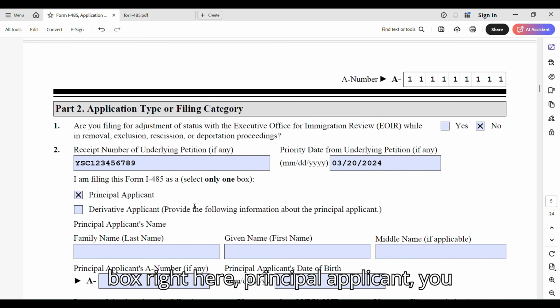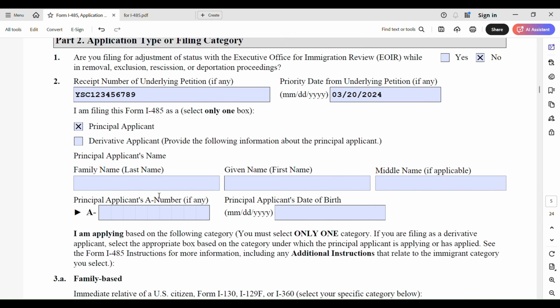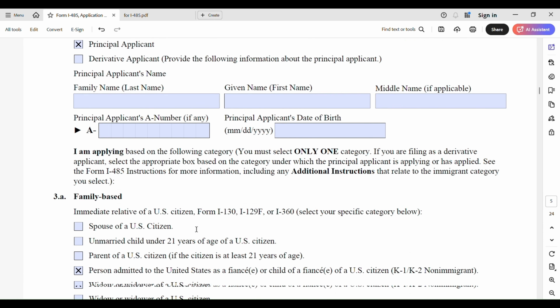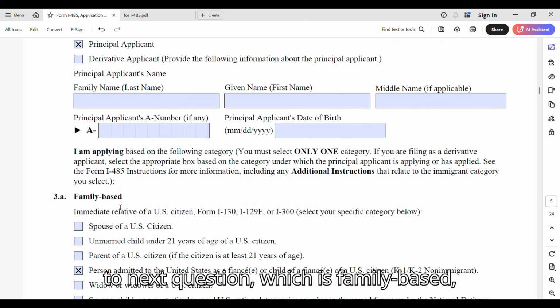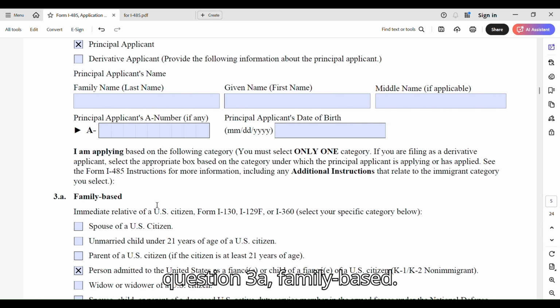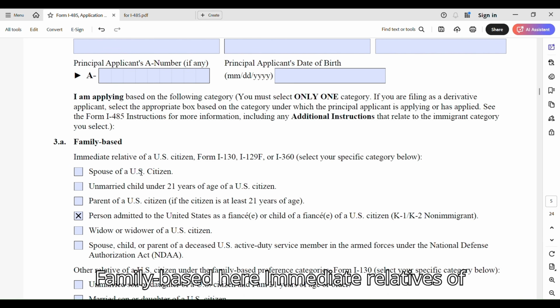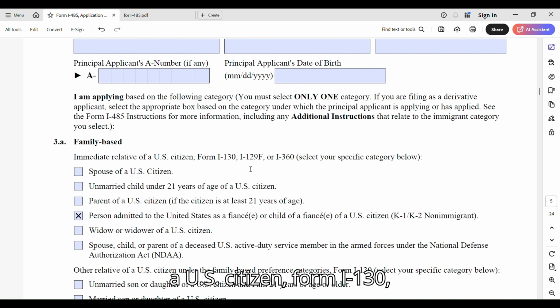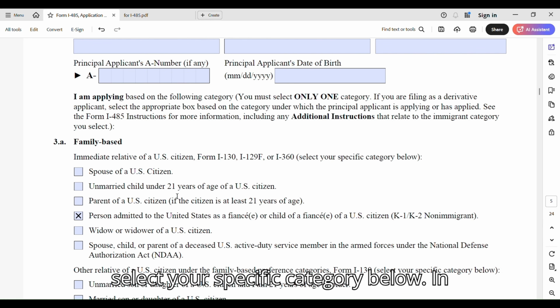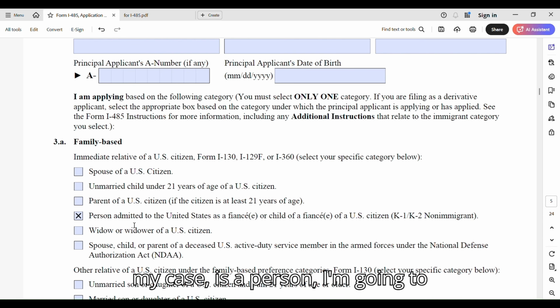If you check this box right here, principal applicant, you have to go straight to the next question, which is family based. Question 3A, family based. Family based here: immediate relatives of a U.S. citizen, Form I-130, I-129F, or I-360. Select your specific category below. In my case, it is a person admitted to the United States as a fiancé or child of fiancé of a U.S. citizen, K1, K2, non-immigrant. I'm going to check this box.